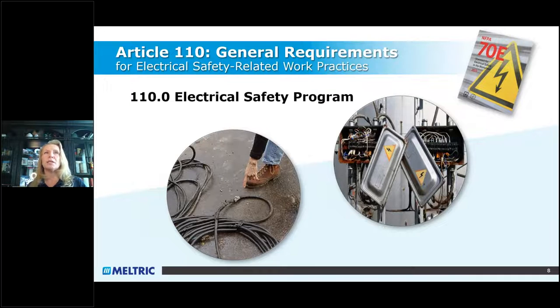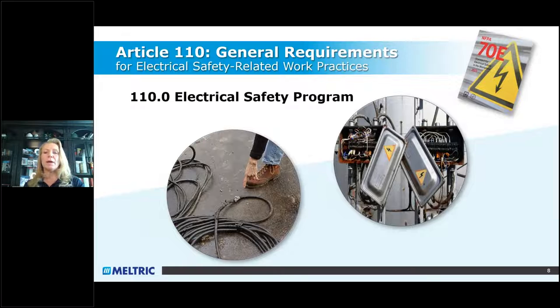Human error must be considered when planning any work. So we need to consider the potential for human error before we even start work, and then implement a hierarchy of control methods every single time that we're going to do electrical work. So there needs to be a consideration of eliminating the hazard and/or following procedures to prevent exposure to hazards, and implementation of PPE. So your PPE would be your last line of defense against electrical hazards in the workplace.